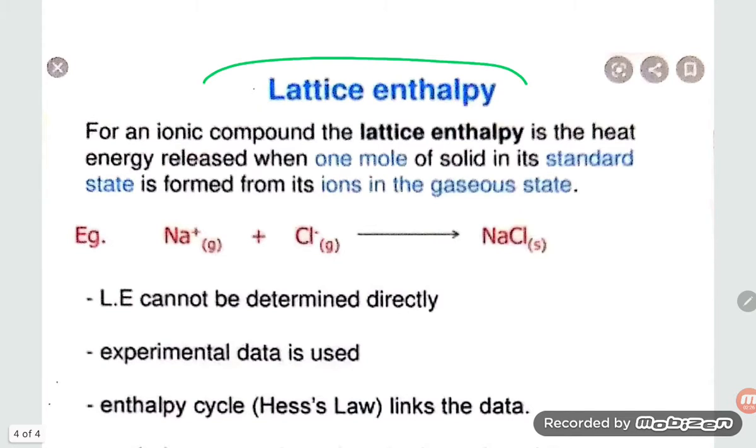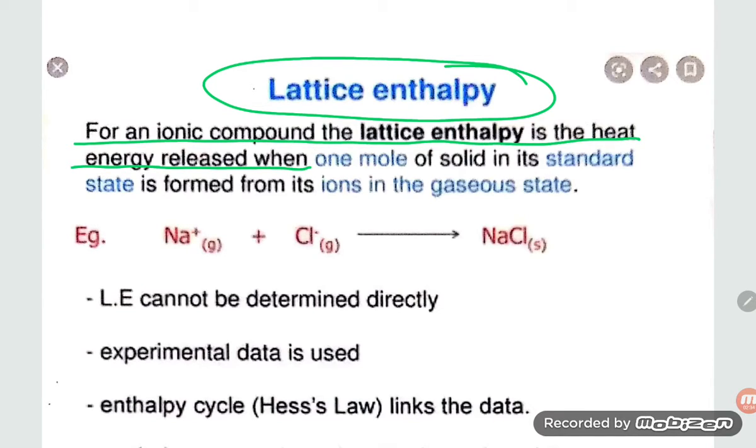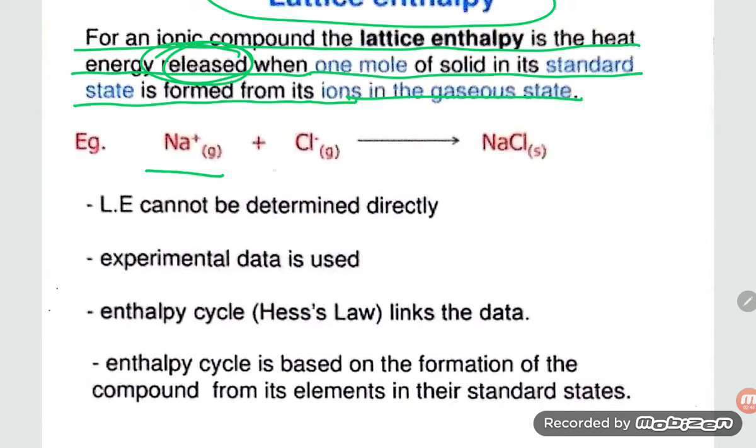Another point: there is another way. For an ionic compound, the lattice enthalpy is the heat energy released. So the reverse definition is there: when 1 mole of solid in its saturated state is formed from its ions in the gaseous state. So Na gas is there, Cl gas is there, and NaCl solid is formed.